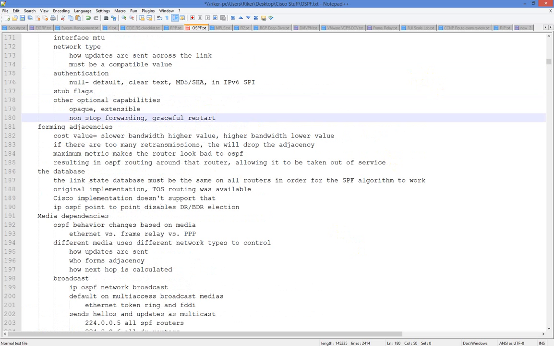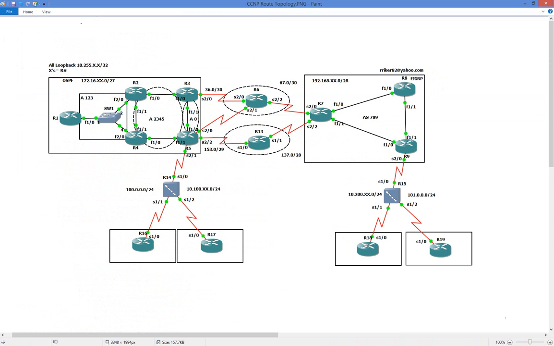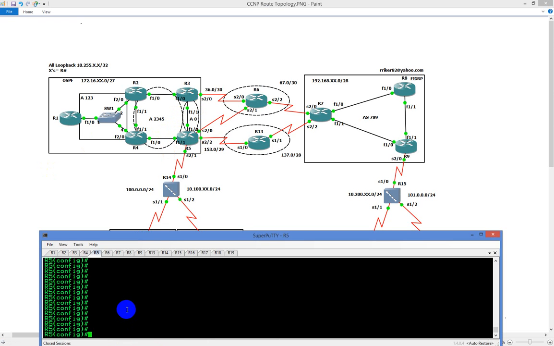But what I'm going to do is bring up our diagram. In our diagram, we're going to be running OSPF on this link right here, which is the only link we have in Area 0. We're going to get that running here and talk about how that comes into play. So on router 5, I'm going to type in do show ip interface brief.